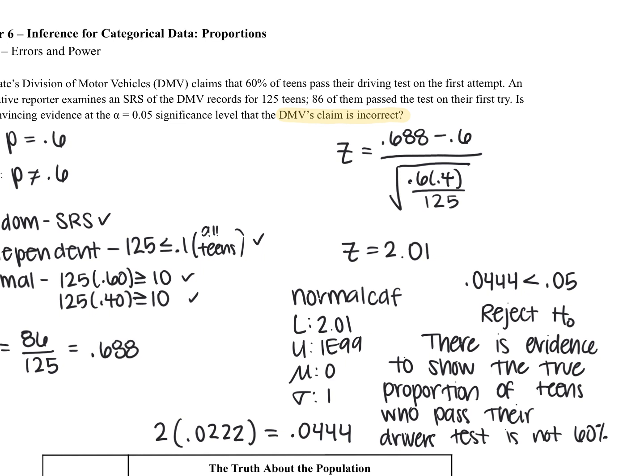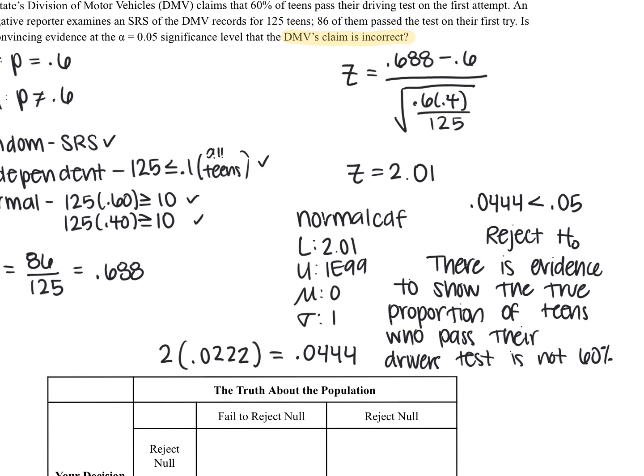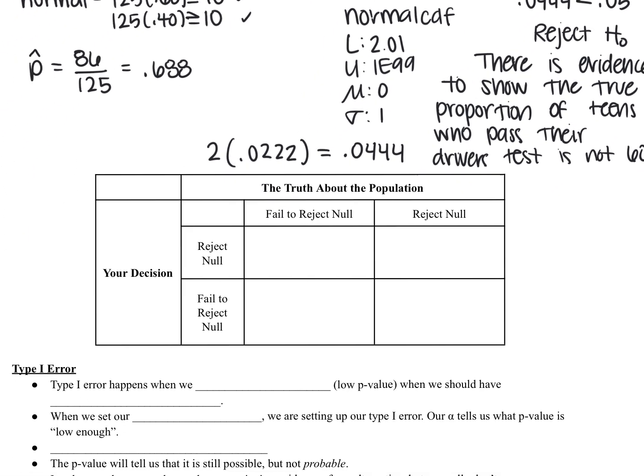So we want to ask ourselves the question now, how do I know I chose the right alpha and that this was the correct decision? Because 0.0444 is pretty close to 0.05. So if I had chosen a smaller level of significance like 0.02, I would have had a different conclusion. I would have failed to reject my null hypothesis, which means there wouldn't have been enough evidence to show that the proportion isn't 60%. So that's what we're going to talk about now, are the types of errors.